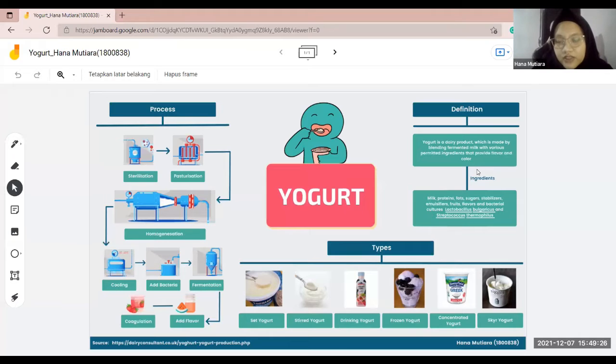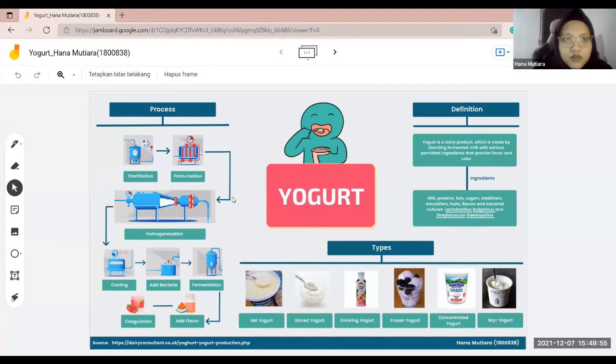And for the ingredients to make yogurt, we need milk, proteins, and also fats, sugars, stabilizers, emulsifiers, fruits, flavors, and also we need the bacterial cultures. The bacterial cultures are known as good bacteria, known as probiotics. The bacteria are Lactobacillus bulgaricus and also Streptococcus thermophilus.